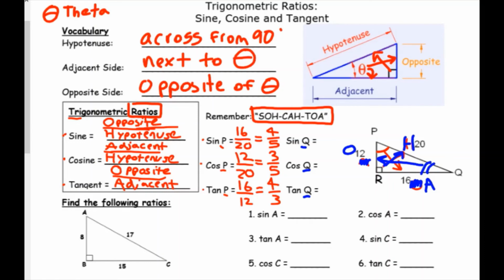So, let's do this. Sine is what over what? In general, what sides is S? What two letters? O over H, right? Is everyone with me? S is O over H. So, O and H are 12 over 20. And then can you reduce that? Well, we already did that over here. 12 over 20 is 3 over 5.